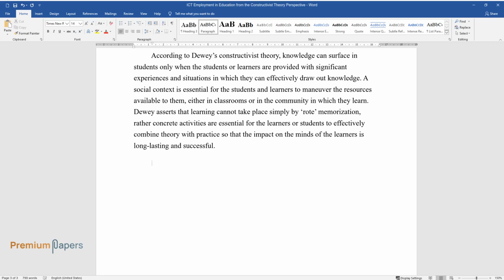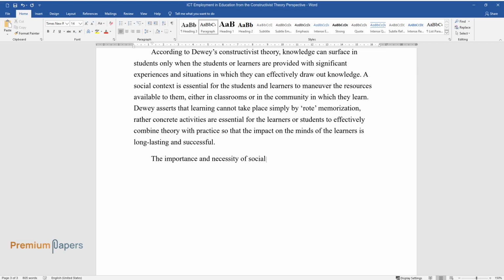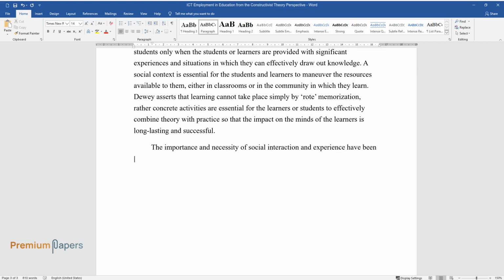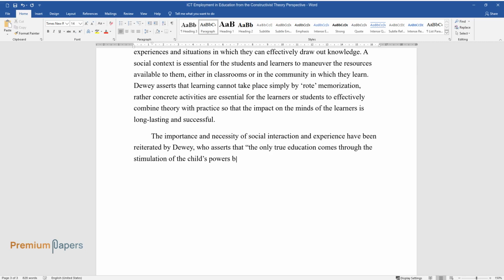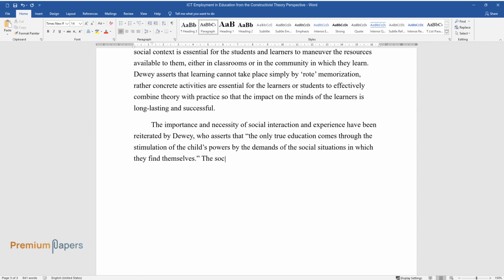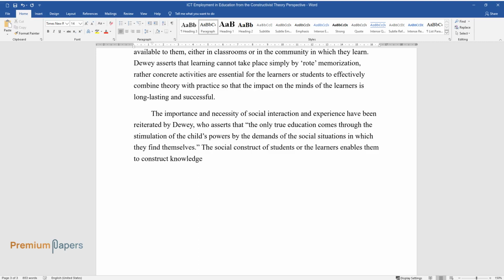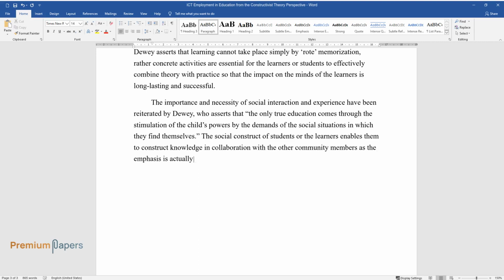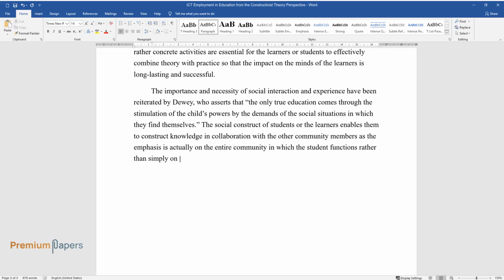The importance and necessity of social interaction and experience have been reiterated by Dewey, who asserts that the only true education comes through the stimulation of the child's powers by the demands of the social situations in which they find themselves. The social construct of students or the learners enables them to construct knowledge in collaboration with the other community members, as the emphasis is actually on the entire community in which the student functions rather than simply on the individual learner or student.